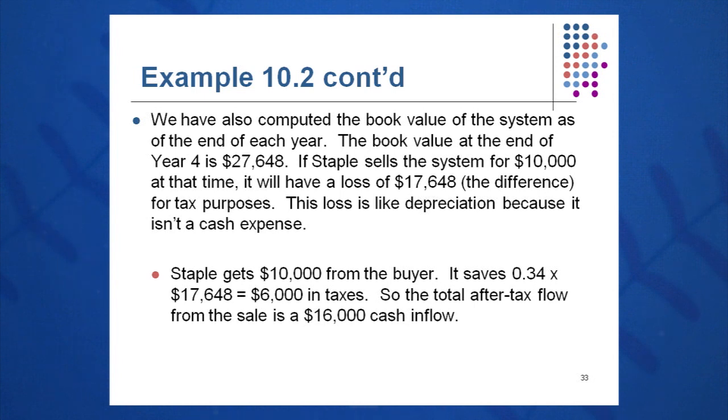The book value is $27,648 from our table. If we sell for $10,000, we have a loss, in that case, of $17,648 for tax purposes, and so we get a little bit of benefit from the IRS in this case, and I save on our taxes of 34% times $17,648 of loss, and I get $6,000 back in taxes, so I'll have a $16,000 positive cash flow in that case.